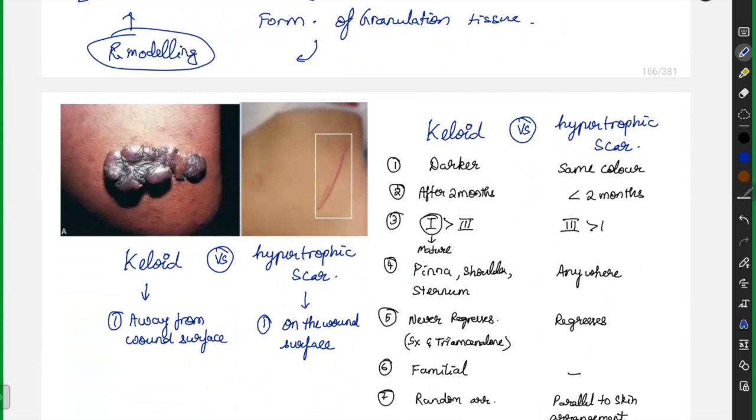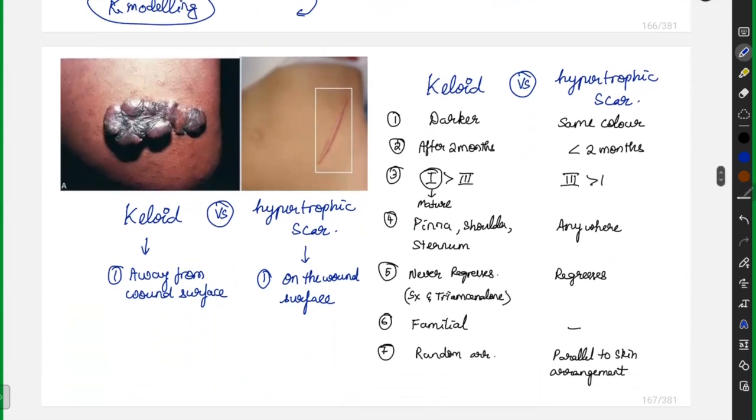Now coming to the disorders of excessive collagen. Excessive collagen leads to two important things: keloid and hypertrophic scar. Keloid extends away from the wound surface, whereas hypertrophic scar stays on the wound surface. Usually, hypertrophic scar regresses, but keloid does not regress. Keloids are genetically predisposed. They are darker in nature. They occur after 2 months.